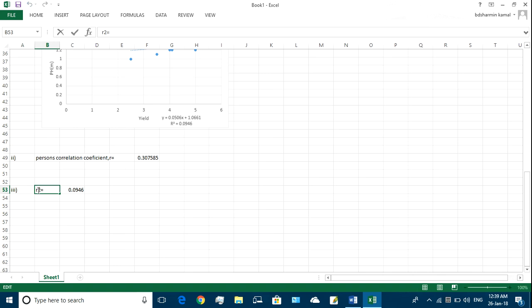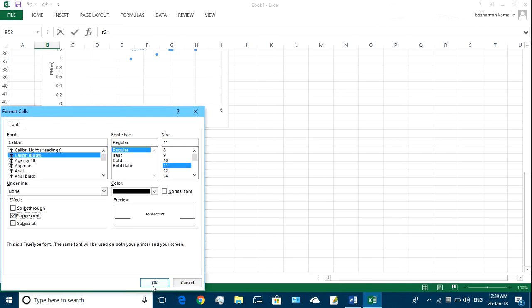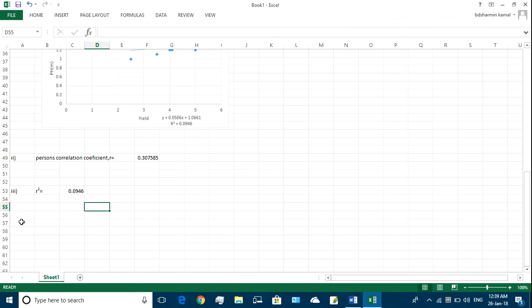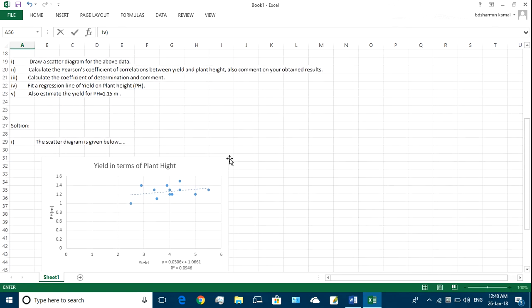Okay, let's edit it. Go to format cell, select subscripts, and then okay. We have got the coefficient of determination. Well, let's move to the scatter diagram one more time.